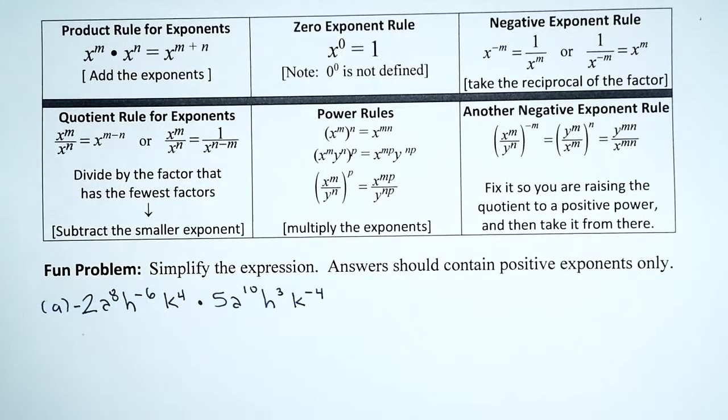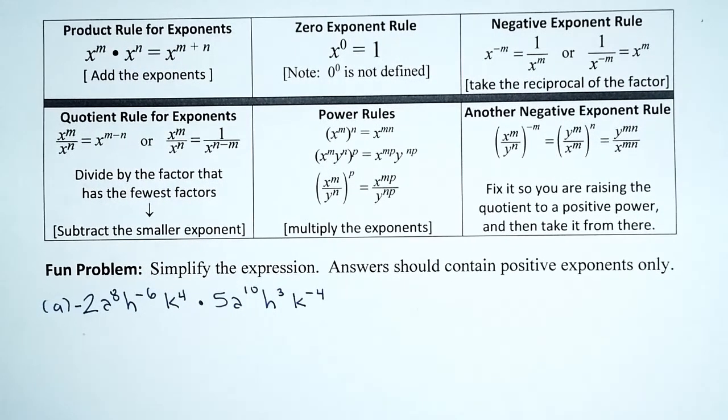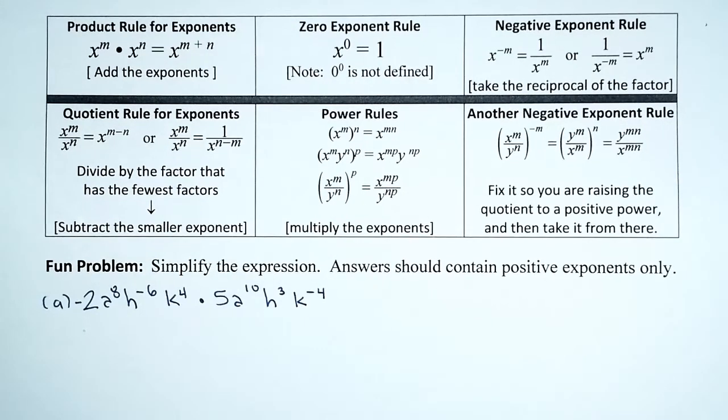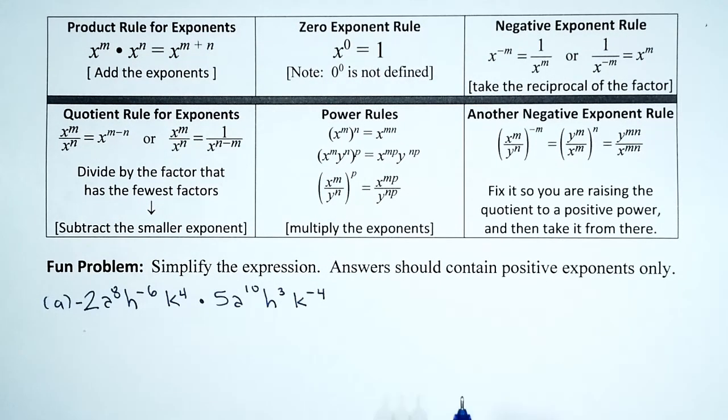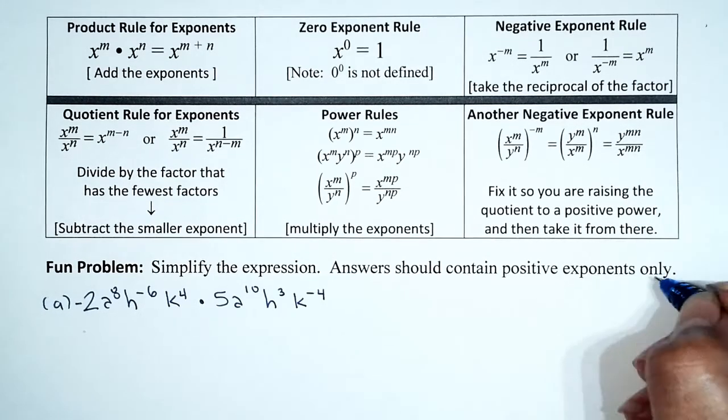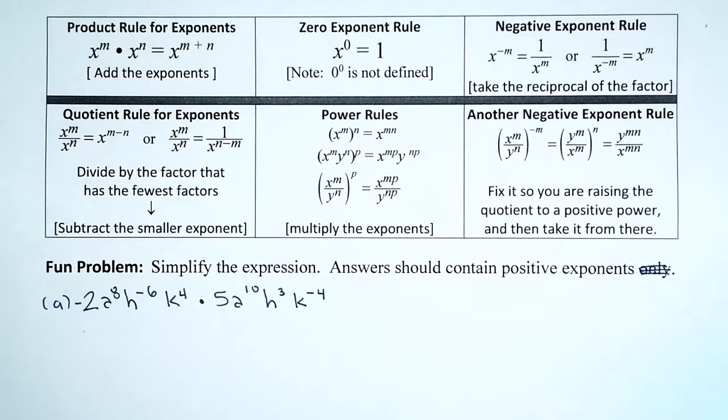The directions read: simplify the expression. When it comes to exponents, it's implied that we always have positive exponents. As a gentle reminder, we are asked to simplify the expression, and it says the answer should contain positive exponents only. I think the word only is redundant. So the answer should contain positive exponents. You handle it however you can.